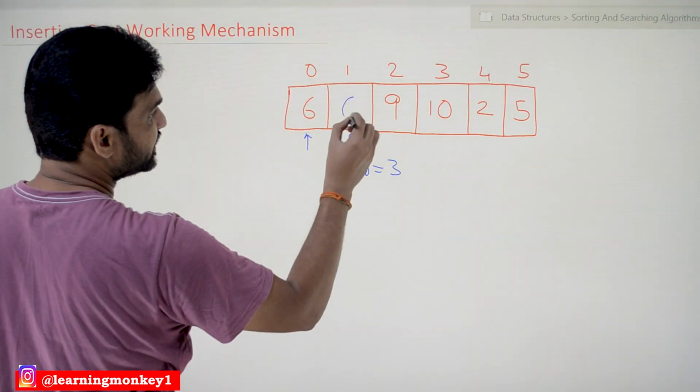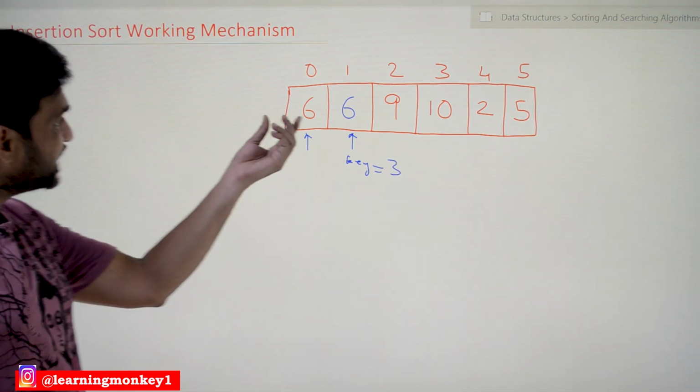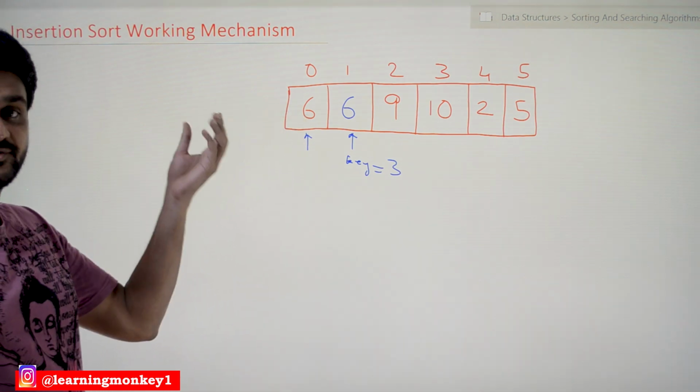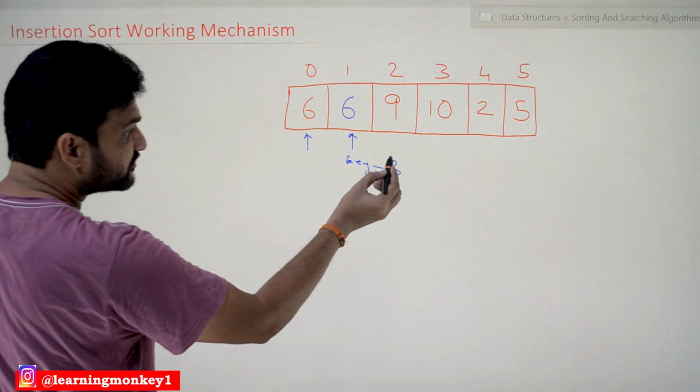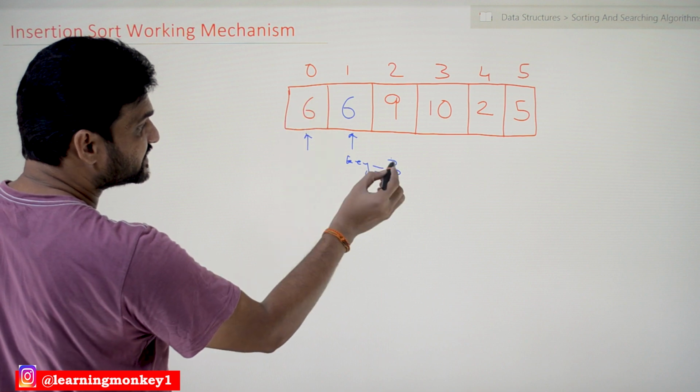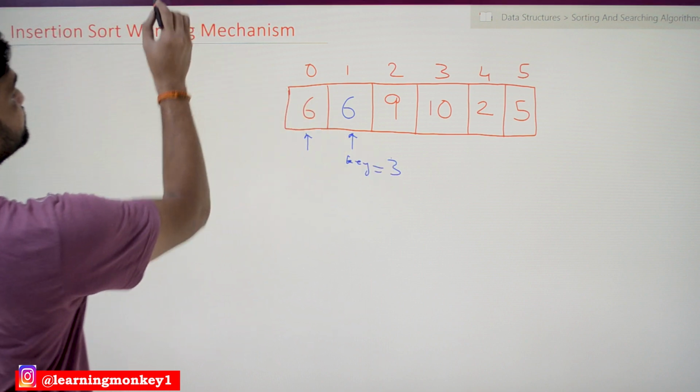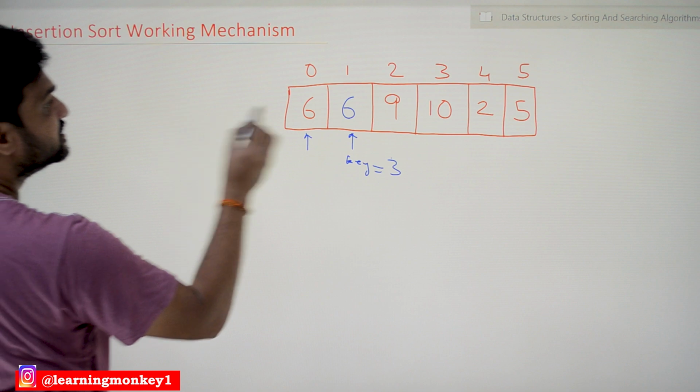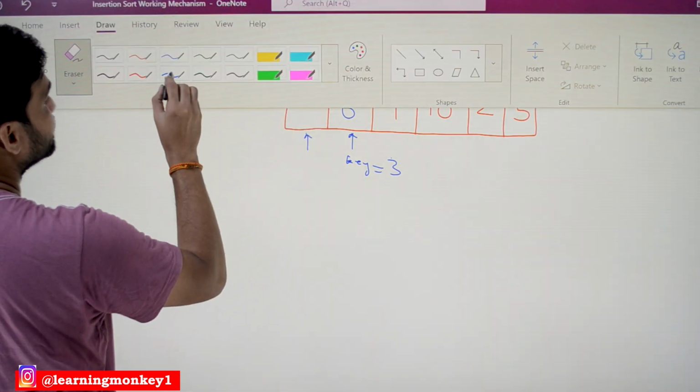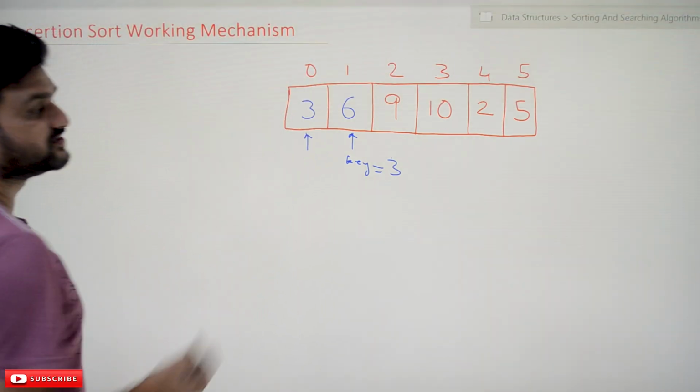6 will be placed in its position. Now are there any elements beyond 6? No, there are no elements. So now what will we do? We will place this key element in this position. We will place this element in this position. Okay, here it is 3.